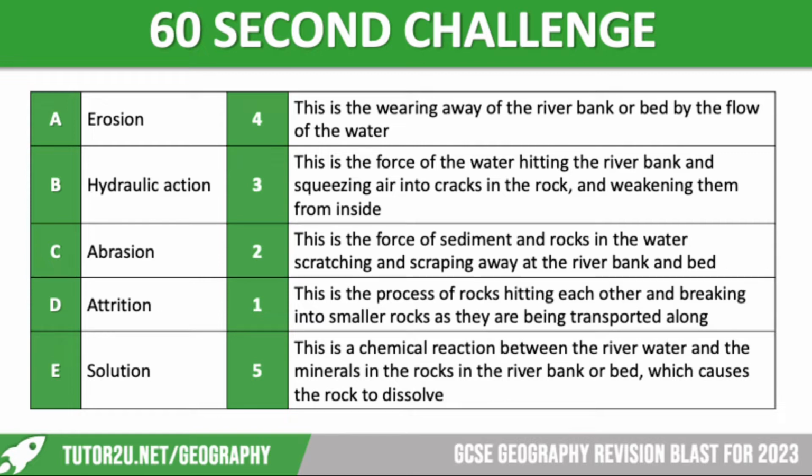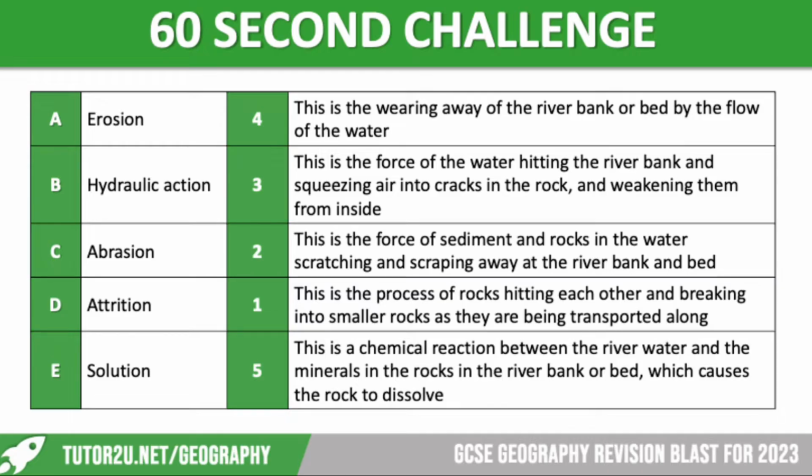We've got B3, which is hydraulic action. This is the force of the water hitting the riverbank and squeezing air into the cracks in the rocks and weakening them from the inside. We've got abrasion, which is the force of sediment and rocks in the water scratching and scraping away at the riverbank and bed. So that was C2.